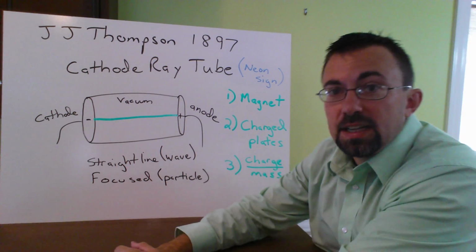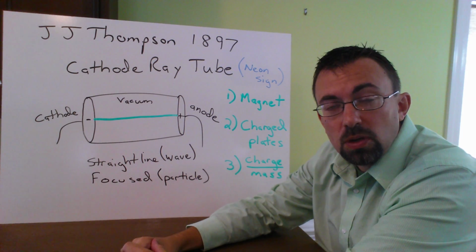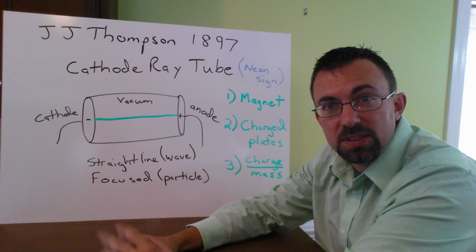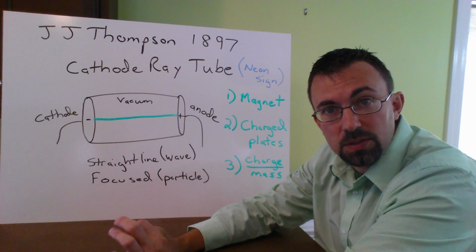We're going to start with J.J. Thomson in 1897 and looking at the cathode ray tube. One of the big accomplishments he had was actually getting a better vacuum so he could do better experiments. So sometimes it's these small breakthroughs that make a big difference.